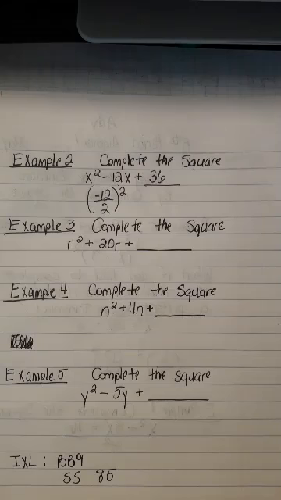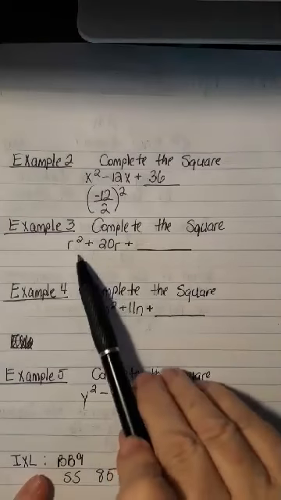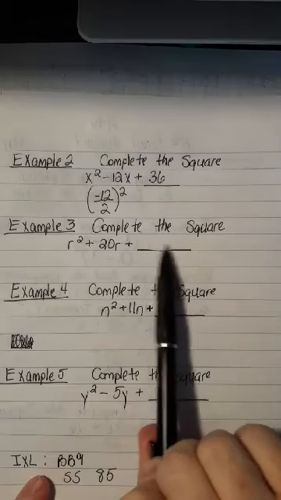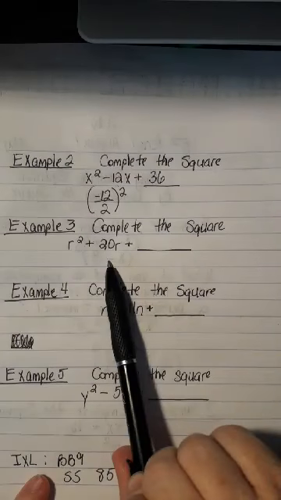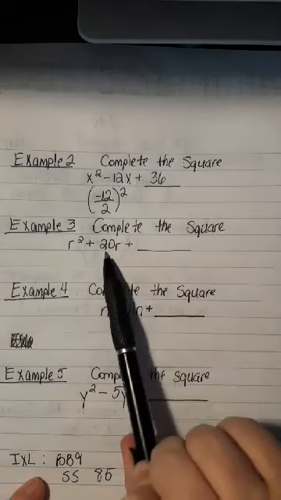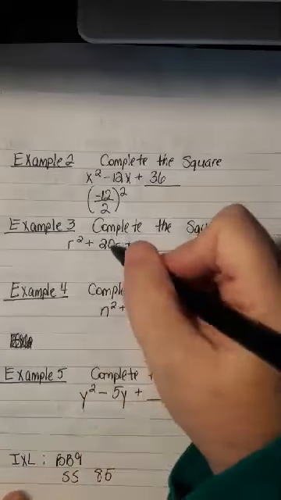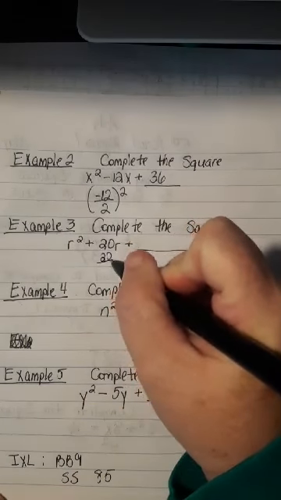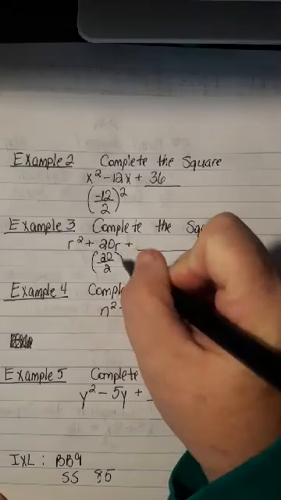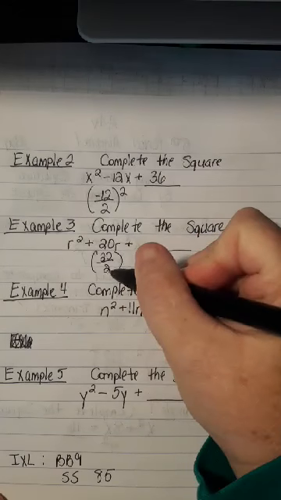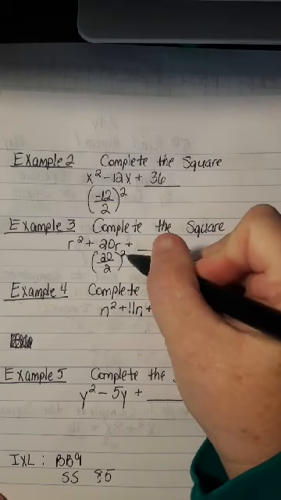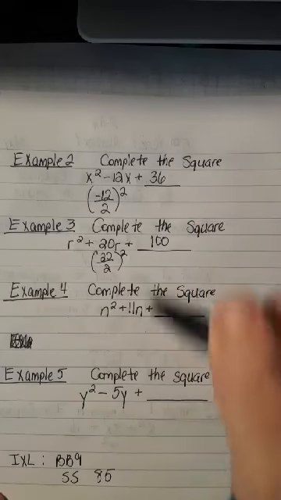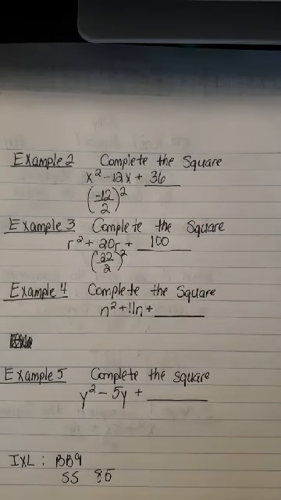You still with me? If you have r squared plus 20r, to get this third term at the end, you've got to take 20 and divide it by 2. You got to half it. So what do you get when you half 20? When you half 20, that's 10, right? And then you square 10. And 10 squared is 100. So 100 would be your answer.